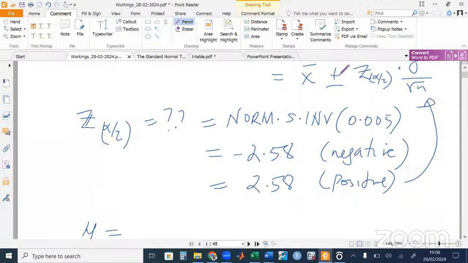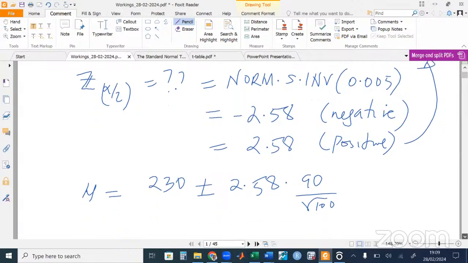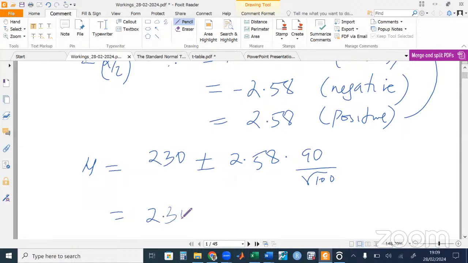So let's put our values in the formula. What was our mean? Our mean was 230, plus or minus 2.58, multiplied by the standard deviation, 90, divided by the square root of 100. I'm replacing the formula right here with these numbers. Please compute this: 230, plus or minus, please get this number for me, the margin of error.